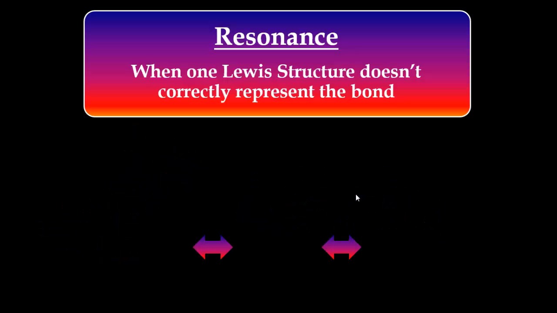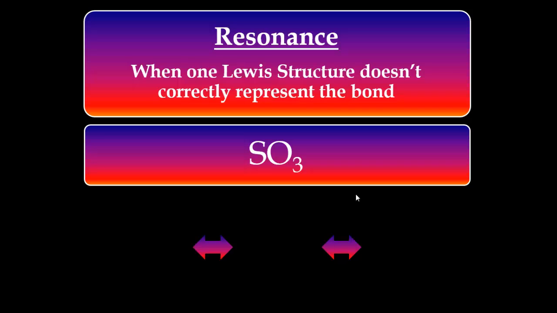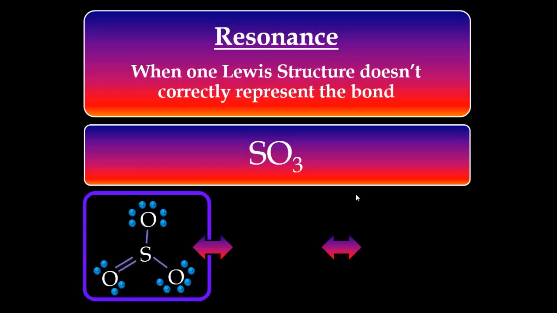Now, the tricky stuff. Sometimes when we're drawing these, we get what we call resonance. So one Lewis structure isn't going to correctly represent the bonds that we have there. So if we were looking at SO3, we do the Lewis structure and we get something that looks like this. As you can see, we had 2 electrons here. We would have stolen those to make another bond to S so that S had its full octet.